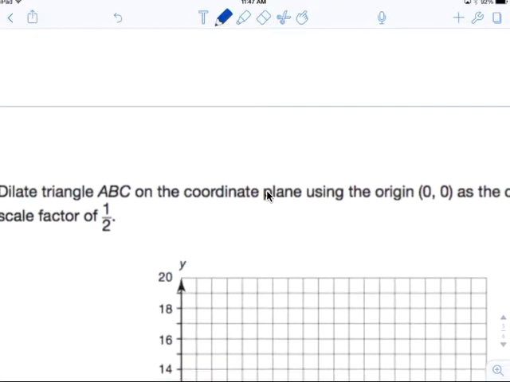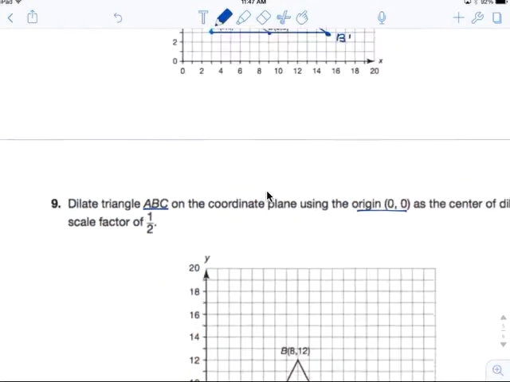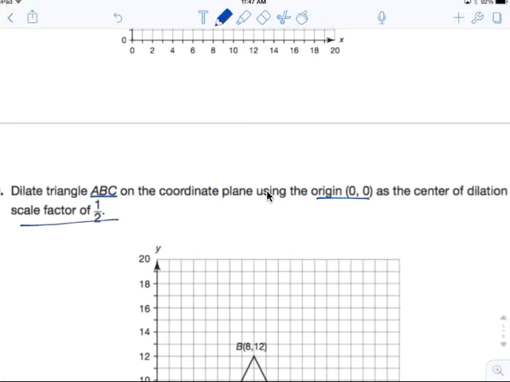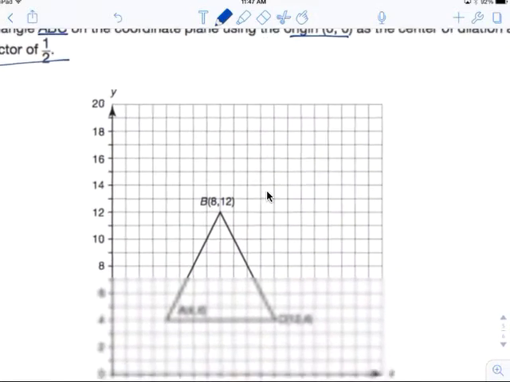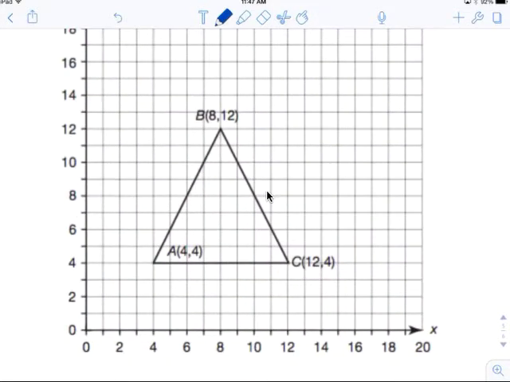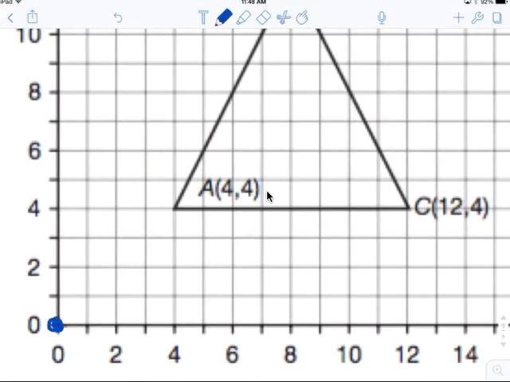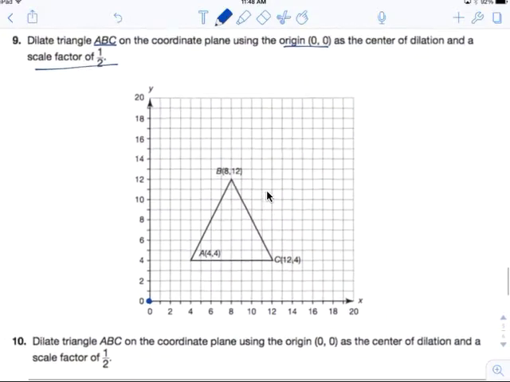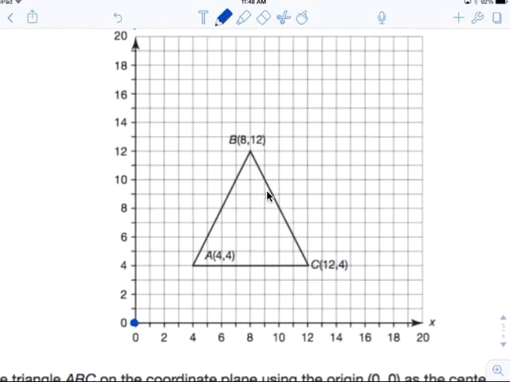Dilate triangle ABC on the coordinate plane using origin 0, 0 as the center of dilation and a scale factor of a half. Okay, so center of dilation is at 0, 0. It's like a projector, okay? It's projecting out. So when you're projecting out with scale factor a half, you divide all of them by 2.